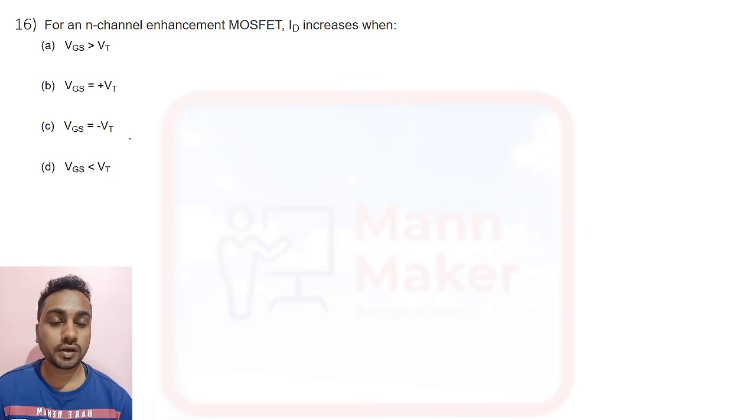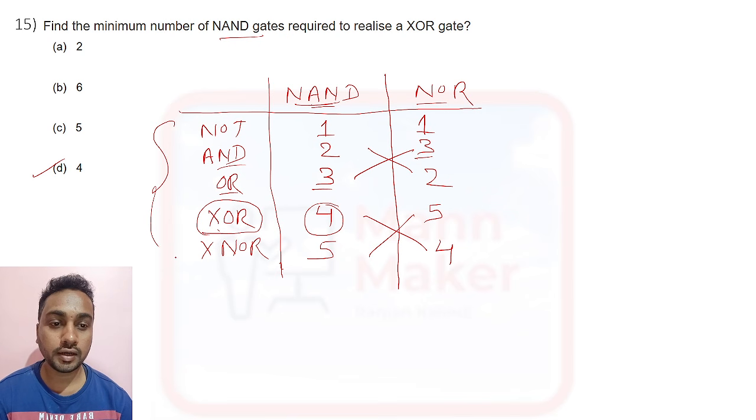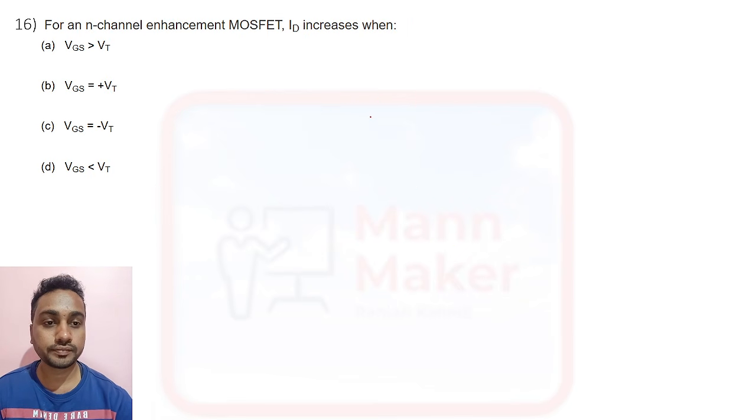So now 16. For an AND channel, one more thing here. Why universal gate? NAND and NOR gate is a universal gate, because using NAND or NOR gate we can make any kind of these gates. Any basic gate we can make, and exclusive we can make. So that's why NAND and NOR are a universal gate.